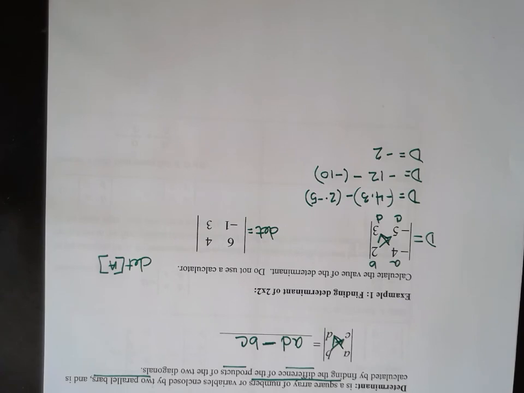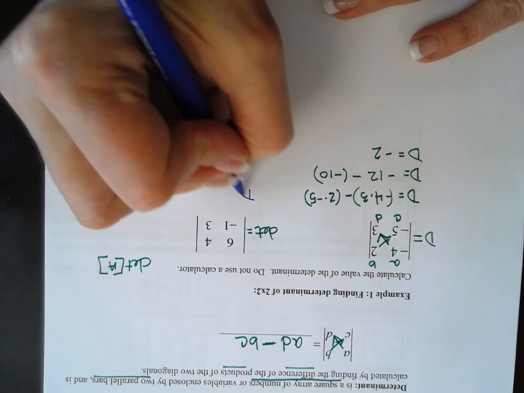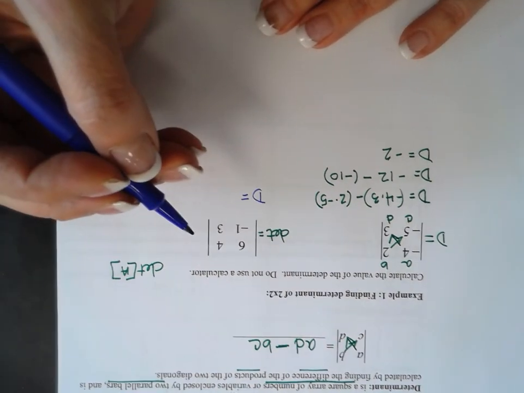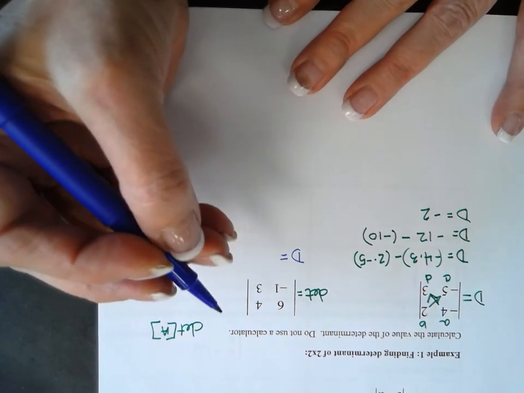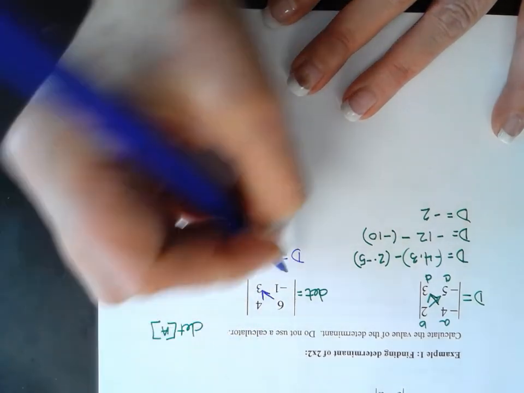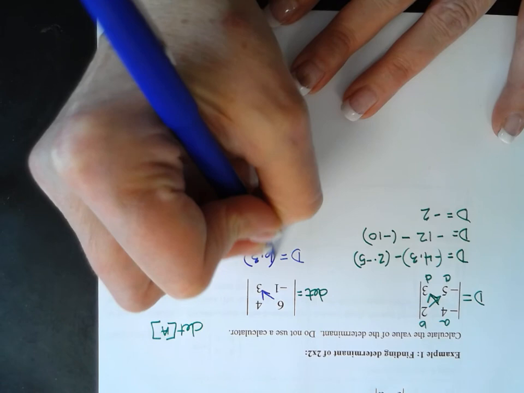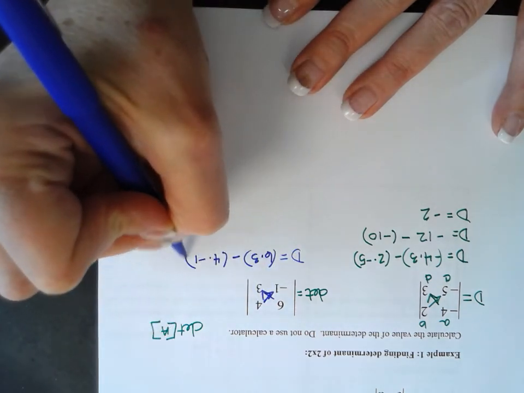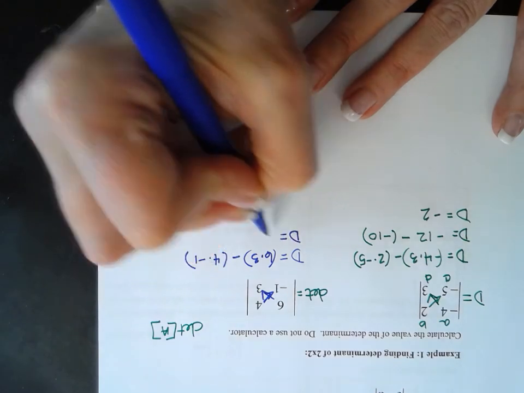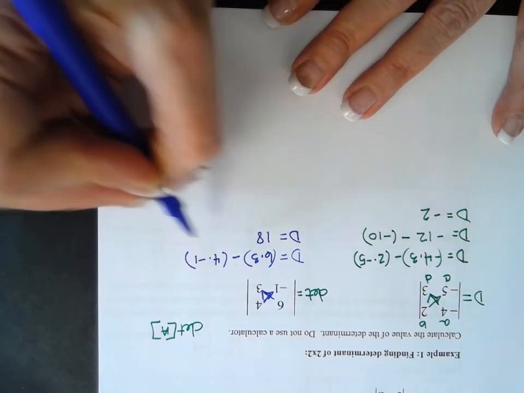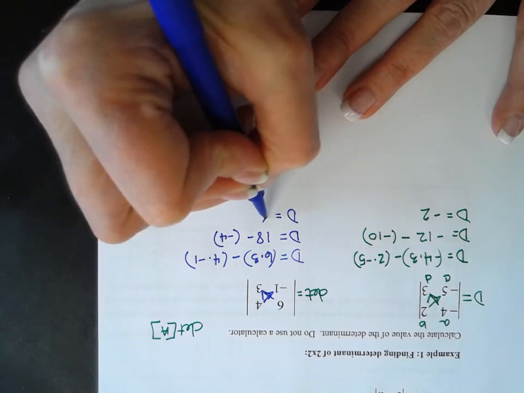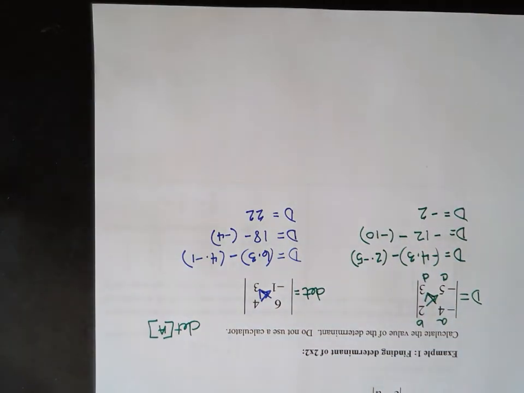All right, so let's do another one. What's my equation going to be? My determinant is going to be what? 6 times 3, perfect, minus 4 times -1. Okay, so 6 times 3 is 18, minus -4. So my determinant is 22.